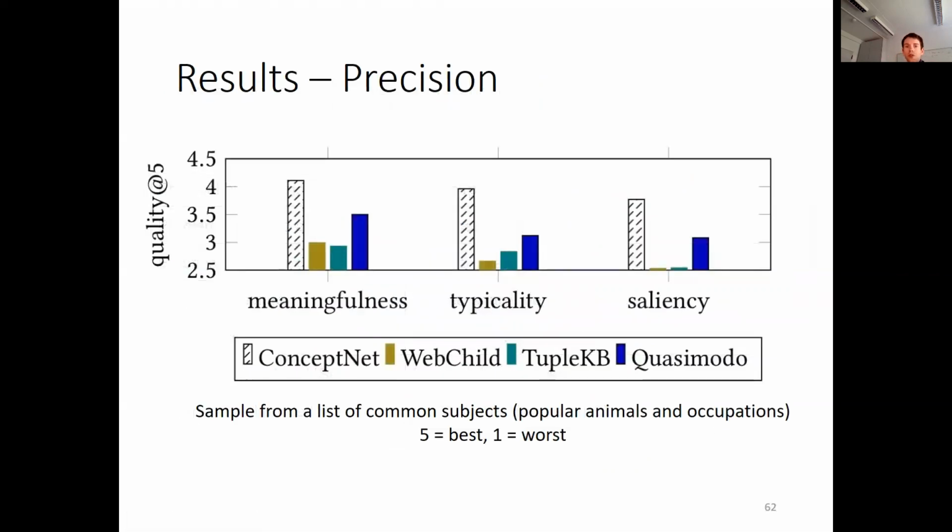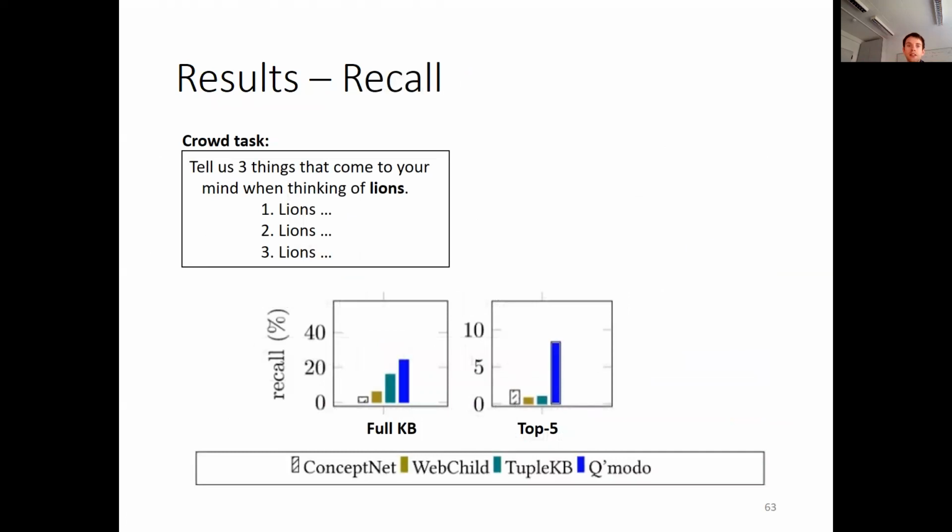And for Quasimodo, the precision was evaluated in a fine-grained manner for 3 dimensions. So how meaningful are the statements? Can we comprehend at all what that means? How typical is the statement? And how salient is it? So in blue, we see Quasimodo scores compared with the other automatically constructed resources, WebChild and TupleKB. It outperforms them in all regards. The manually constructed ConceptNet still is better in these 3 dimensions. However, its recall is much lower. That we see on the next slide.